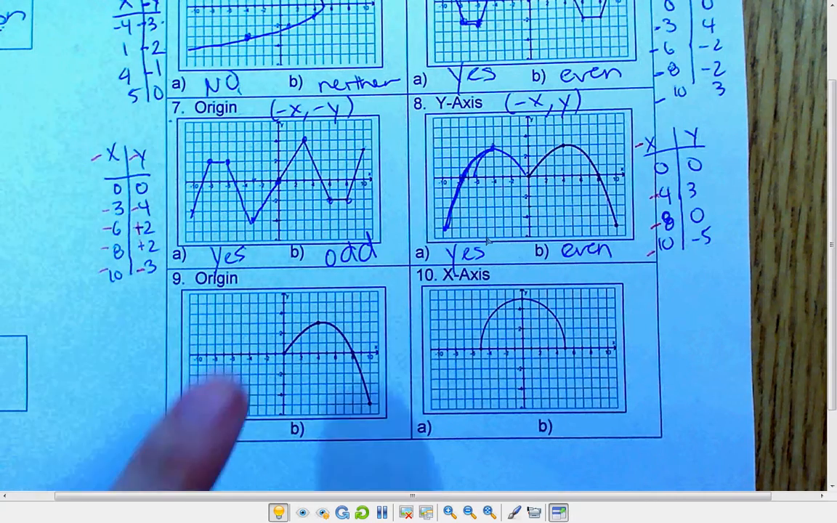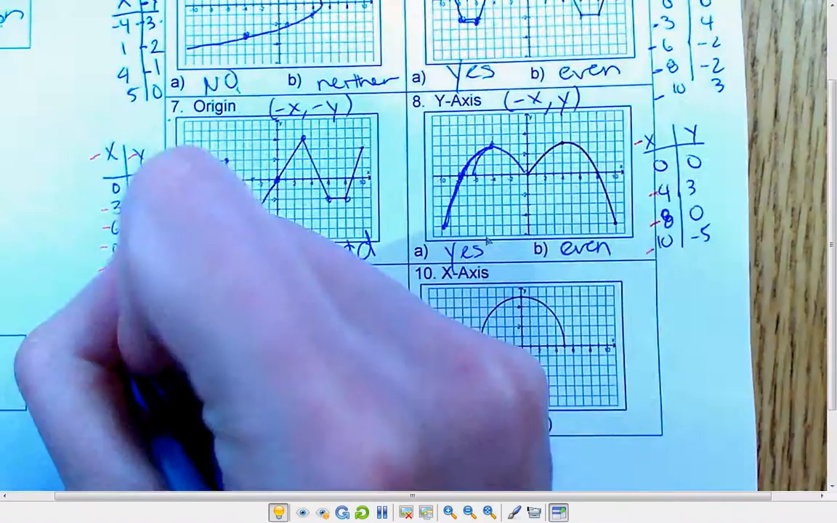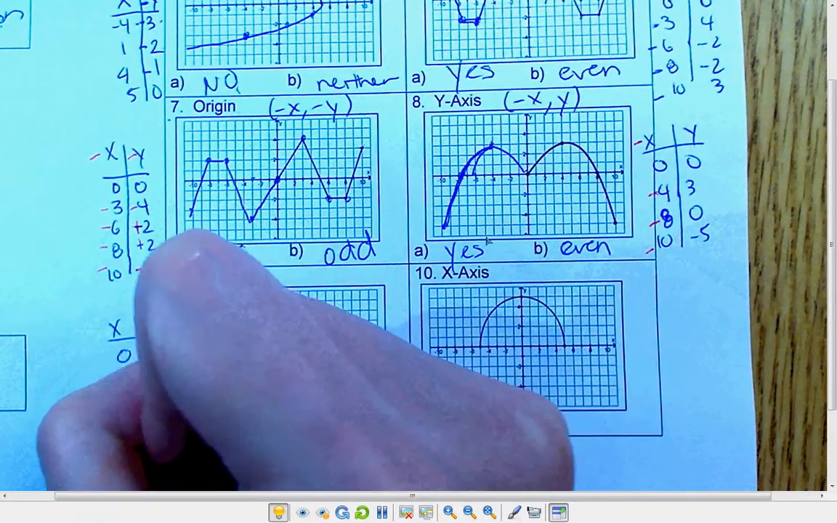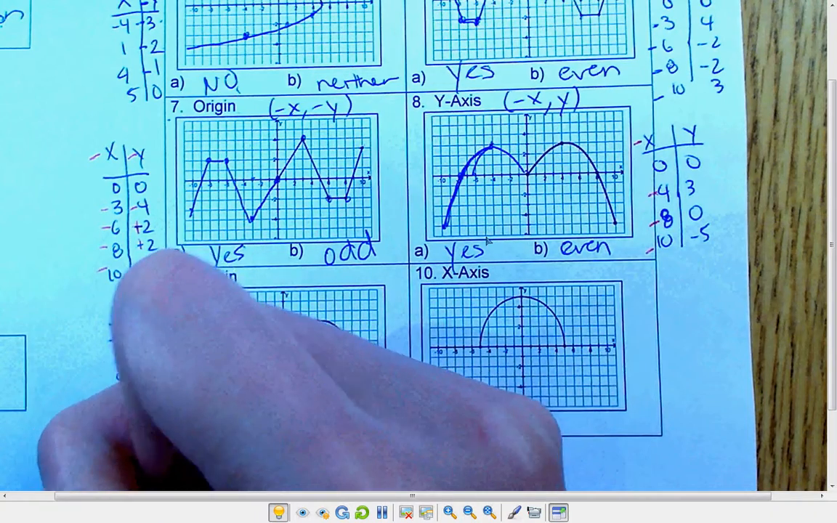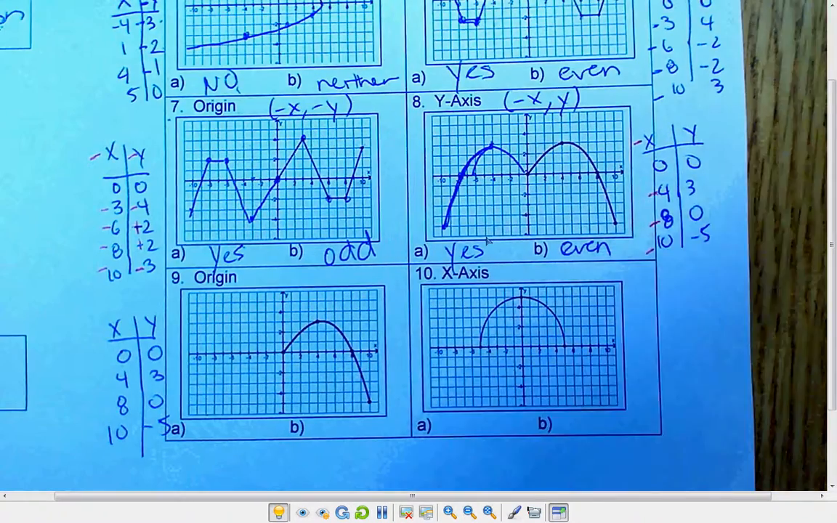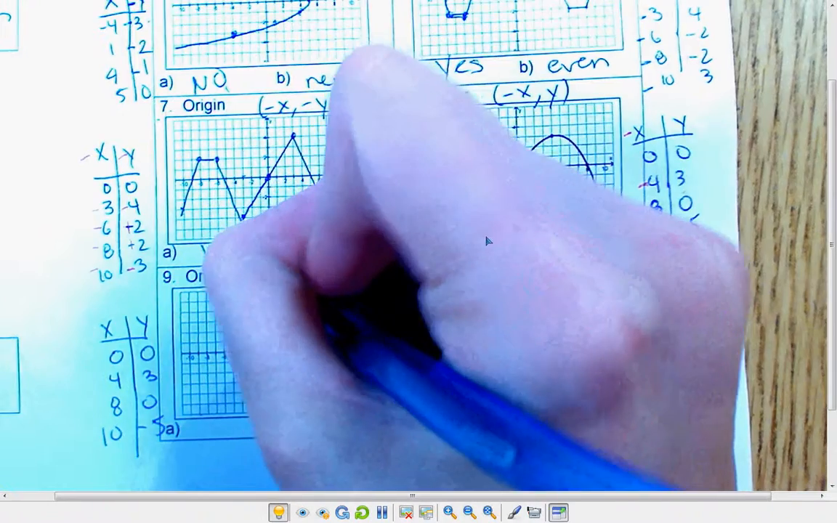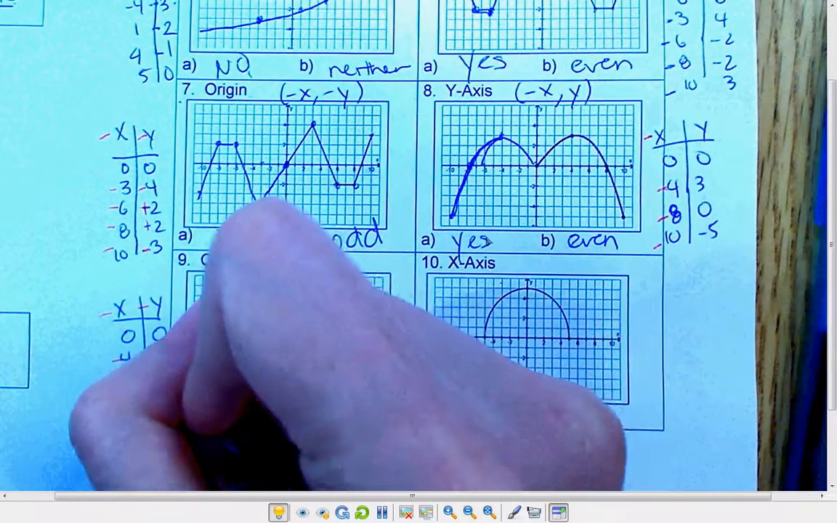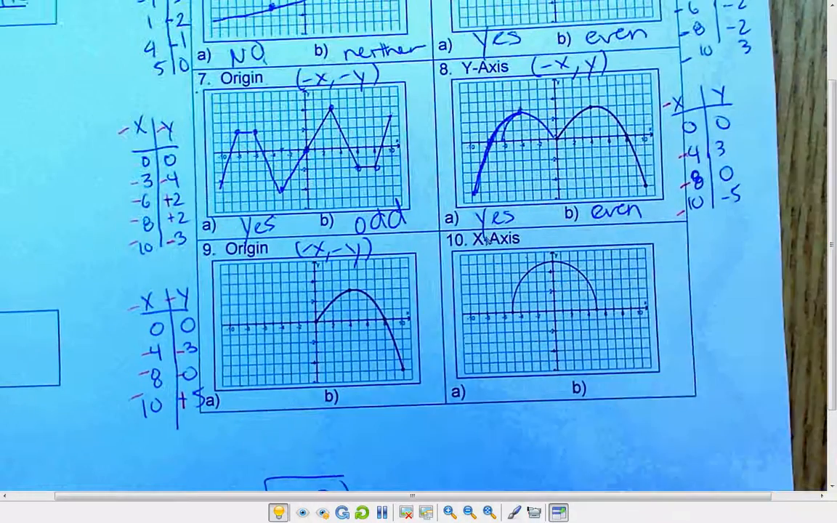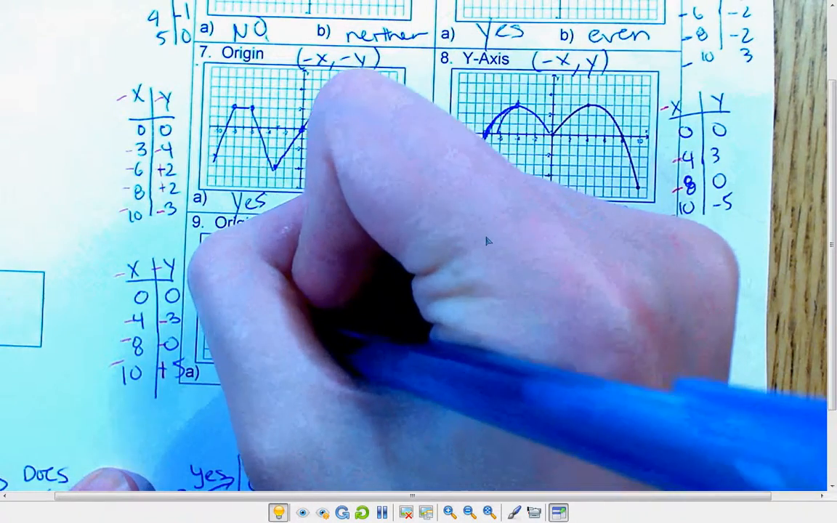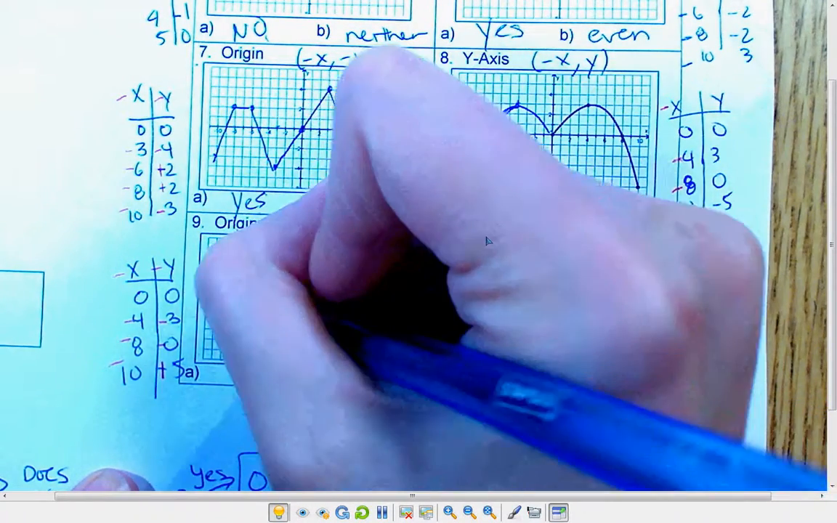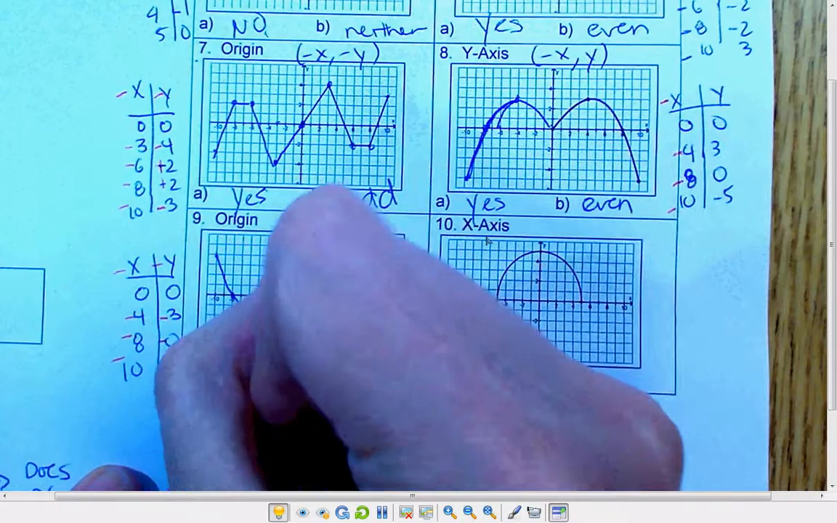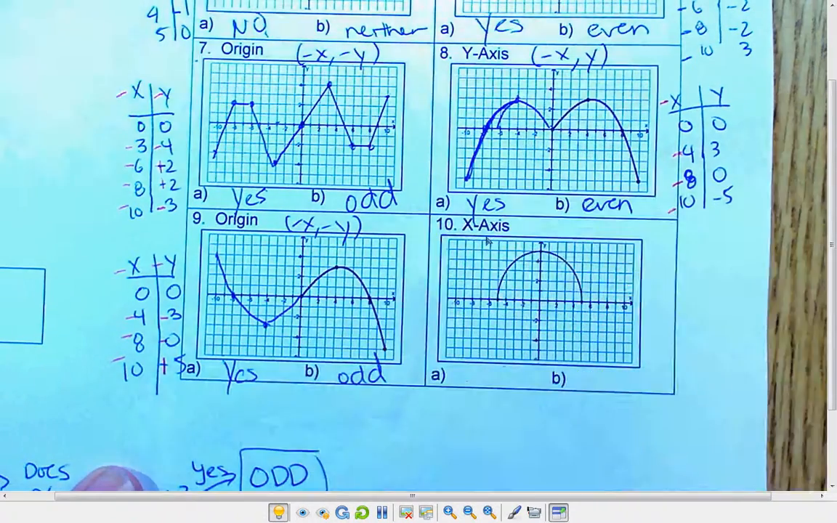So for number 9, notice it's the same points, so we're going to use the same starting points as the one we just did. But now symmetry about the origin means we're changing both our x and our y's. So these all become negative, and then the negative becomes a positive. So let's graph it. Now it looks kind of like a wave. Yes, it's a function. Because it's around the origin, it's odd.